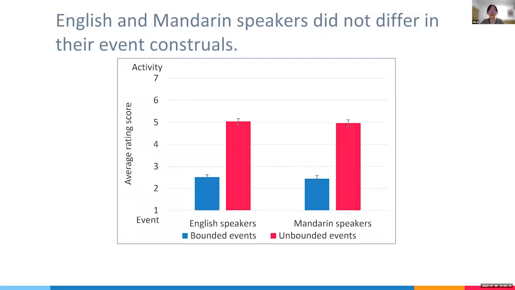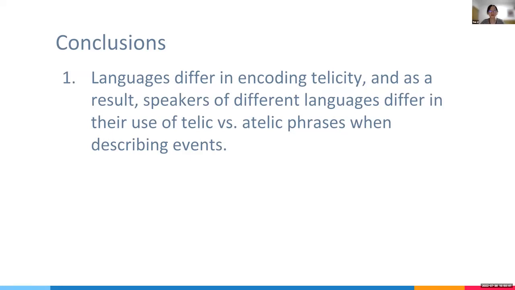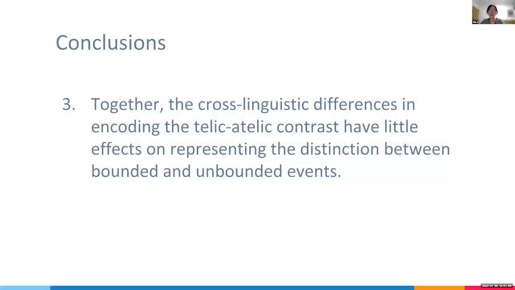So here are the results. From the figure, we can see there is little difference between English and Mandarin speakers. Both language groups considered bounded events as having a natural endpoint and unbounded events as lacking such an endpoint. So to conclude, languages differ in encoding telicity, and as a result, speakers of different languages differ in their use of telic versus atelic phrases when describing events. Despite linguistic differences, English and Mandarin speakers have similar boundedness construals. So taking the results together, the cross-linguistic differences in encoding the telic-atelic contrast have little effect on how people represent the distinction between bounded and unbounded events.